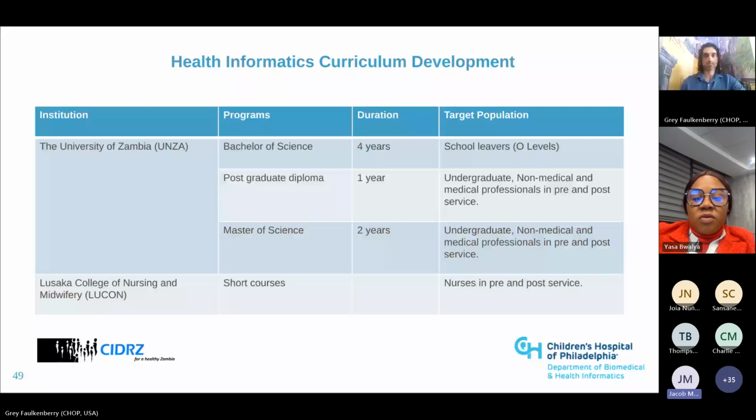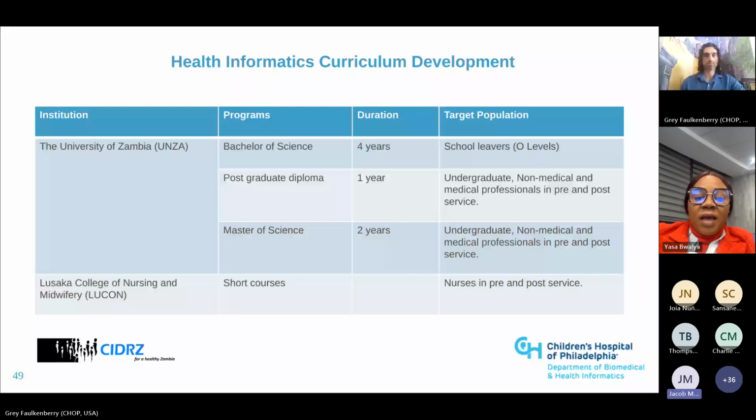Finally, after the results of the needs assessment, the curriculum development was done. Based on the health informatics competence framework that my colleague spoke about and the results of the needs assessments, the University of Zambia and Lusaka College of Nursing developed undergraduate, postgraduate, and short course training programs in health informatics.